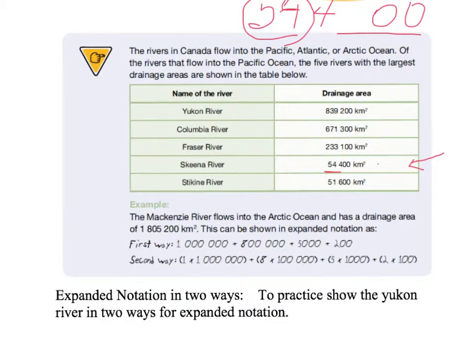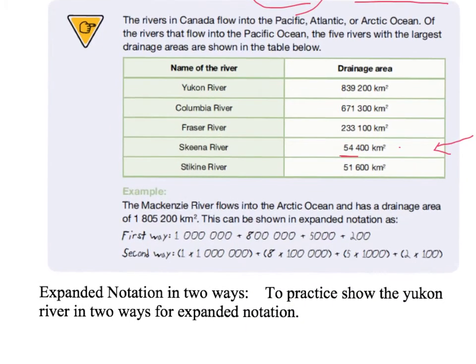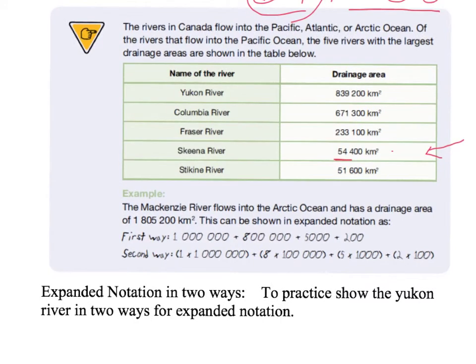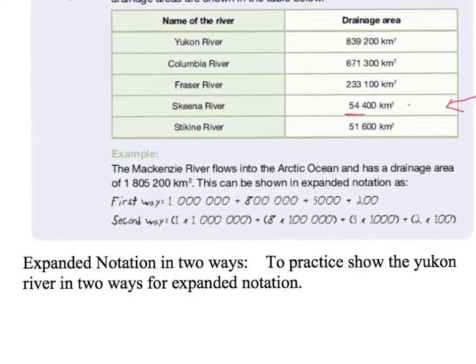All right, now we're going to look at another way of communicating numbers. So we've had standard form, we've had word form, which could be written out in words or said. We have not yet had expanded notation. So let's look at expanded notation. Now there are 2 types of expanded notation, and I'll show you both, and you choose whichever one you feel more comfortable with.